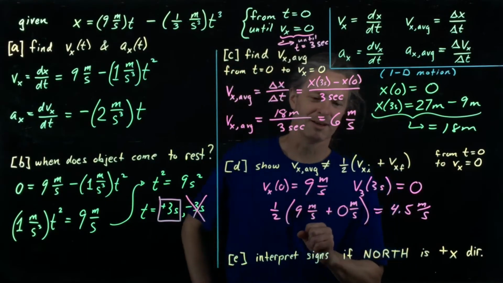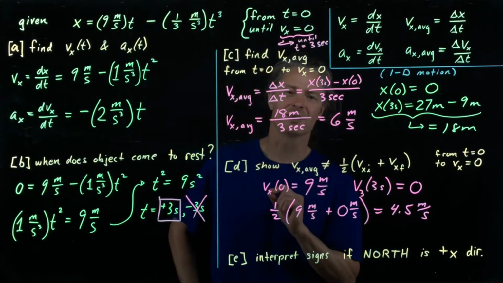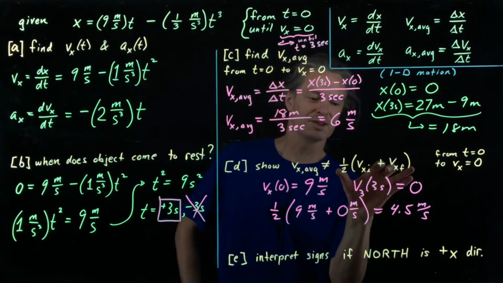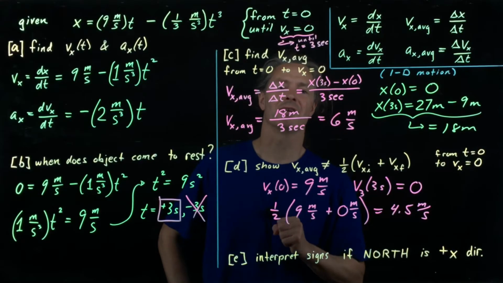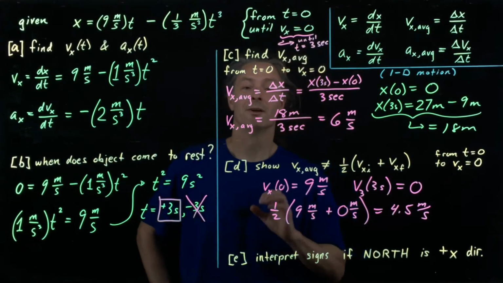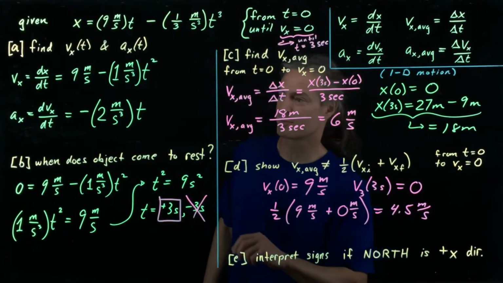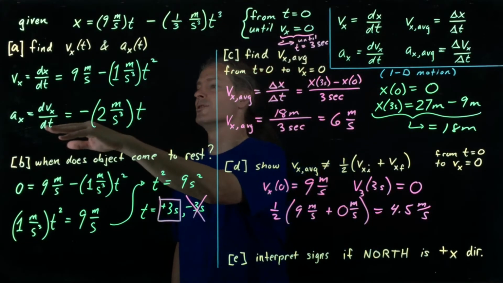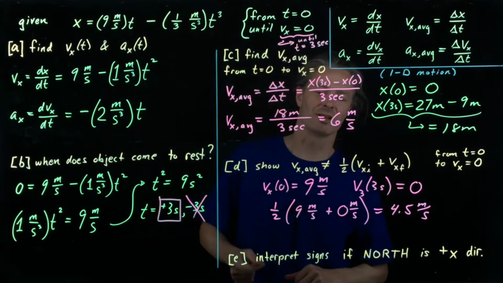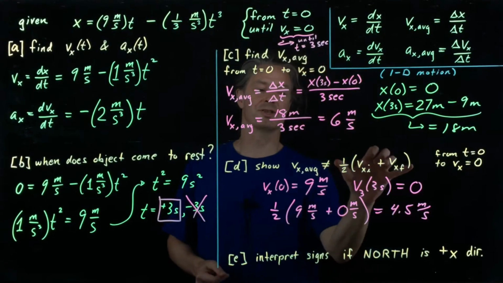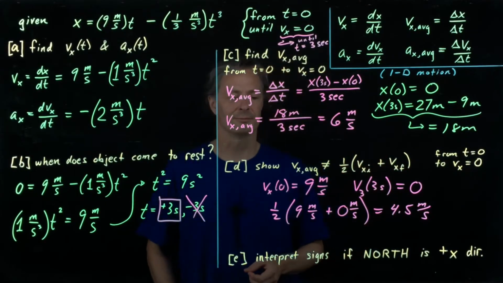That being said, it turns out that in the special case of constant acceleration, this expression can be used to calculate the average velocity. We don't have constant acceleration here. That can be seen right here from this expression. Plug in different times, you get different accelerations, so the acceleration is not constant. And so this shortcut will not apply here.